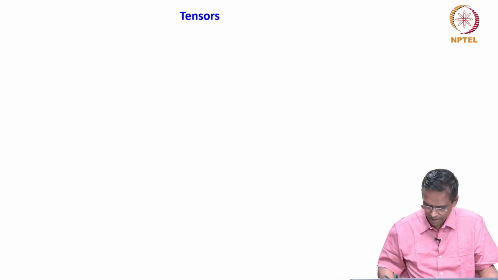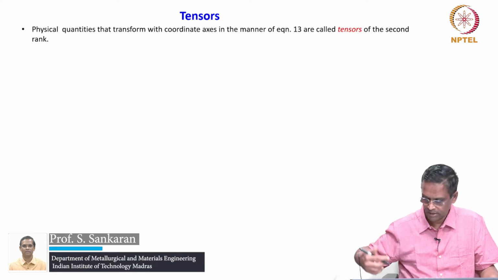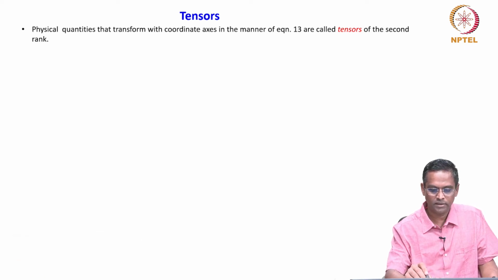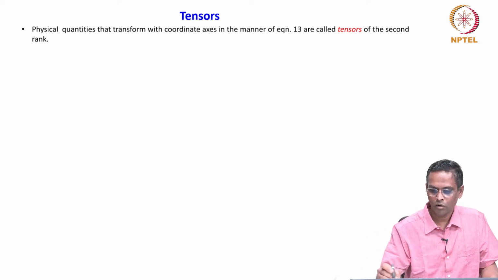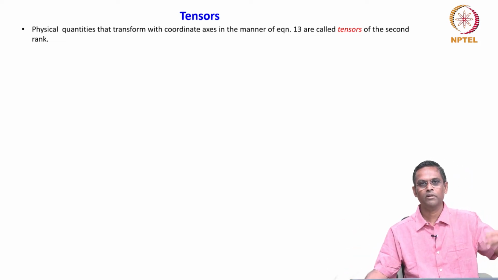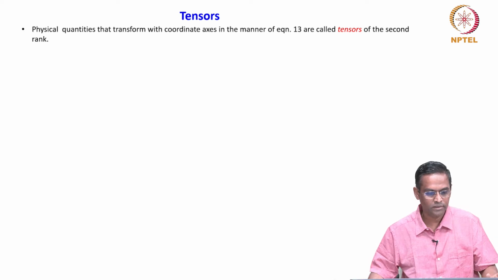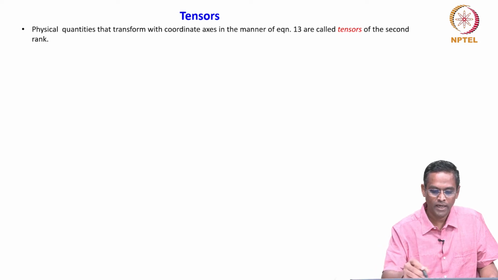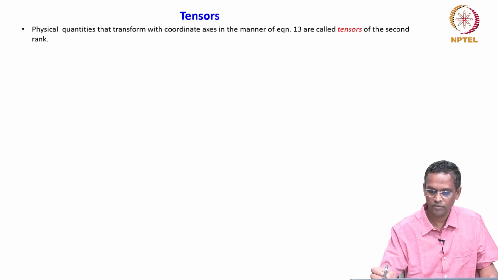I just want to recall some very basic points which you all might have already studied. Physical quantities that transform with the coordinate axis in the manner of the equation we have just seen, from one coordinate to another, are called tensors of second rank. What are the physical quantities we measured? We looked at stress. So physical quantities such as stress and strain, that transform with the coordinate axis in the manner we have seen, are called tensors of the second rank.